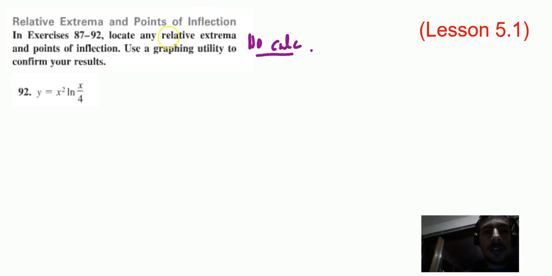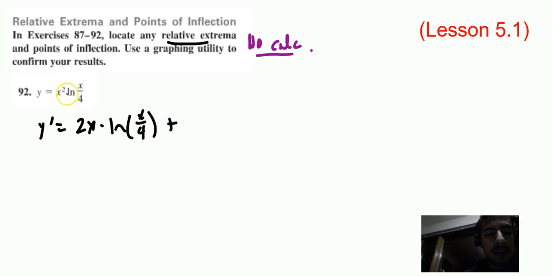Okay, first, to find relative extrema, I need to take a first derivative. So I'm going to do y prime is equal to, now I need a product rule here because it's first times second. It's a function times a function. So I'll do 2x times ln of x over 4 plus derivative of ln of x over 4, so plus x squared times, now it's going to be 1 over x over 4, which is 4 over x, times the derivative of x over 4, which is just 1/4.